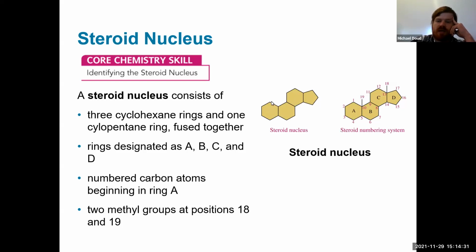And then numbering wise, it's even weirder. This is carbon 1 here, and then you number around the outside. So it's 1, 2, 3, 4, 5, 6, 7, 8, 9, 10. Then you start here, 11, 12, 13, 14, 15, 16, 17. And then methyl groups here would be 18 and 19 would be here.